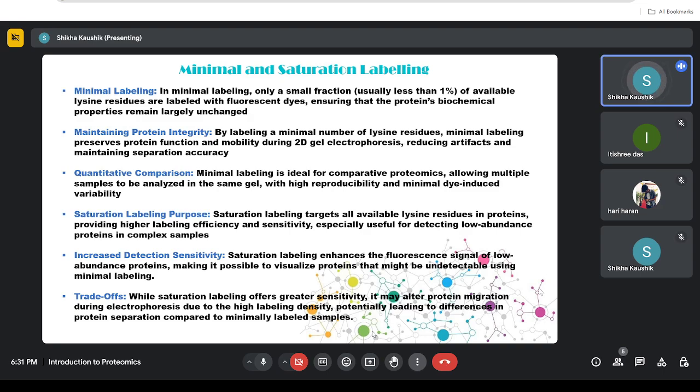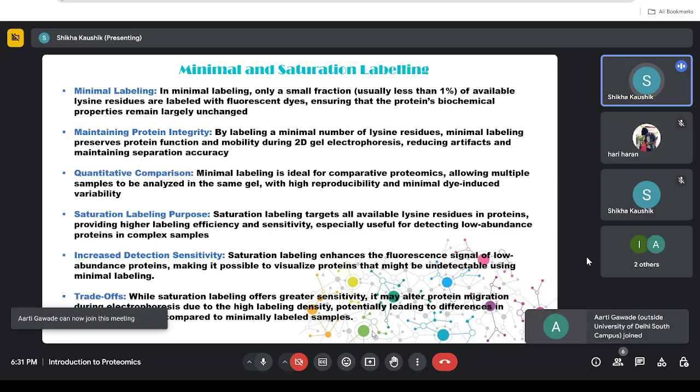So when you do such kind of labeling, minimal and saturation labeling, you are actually reducing that chance. You're not letting your protein get affected by these bound labels. So mobility is not affected. And as the binding is very limited, the chance of artifacts is reduced.